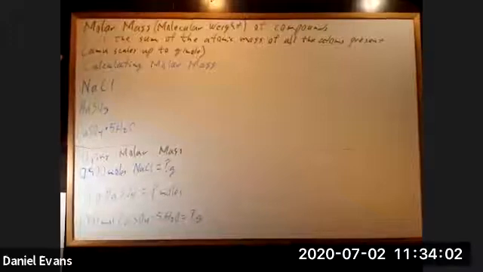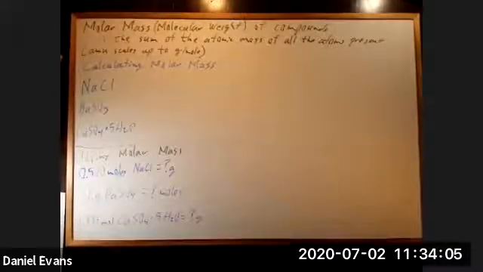Molar mass, which is also called molecular weight of compounds, is going to be the sum of the atomic masses of all the atoms present. And if we think of the numbers as AMU, atomic mass units, this scales directly up to grams per mole, which is a more useful unit that we use. So let's just calculate the molar mass of a couple compounds, starting with table salt.